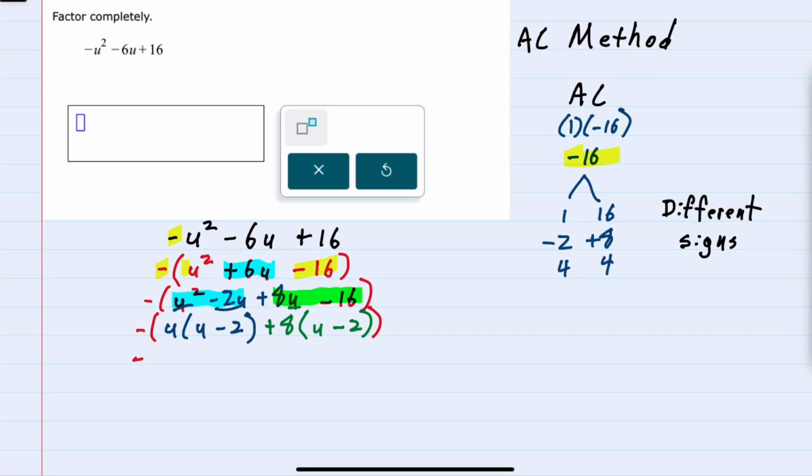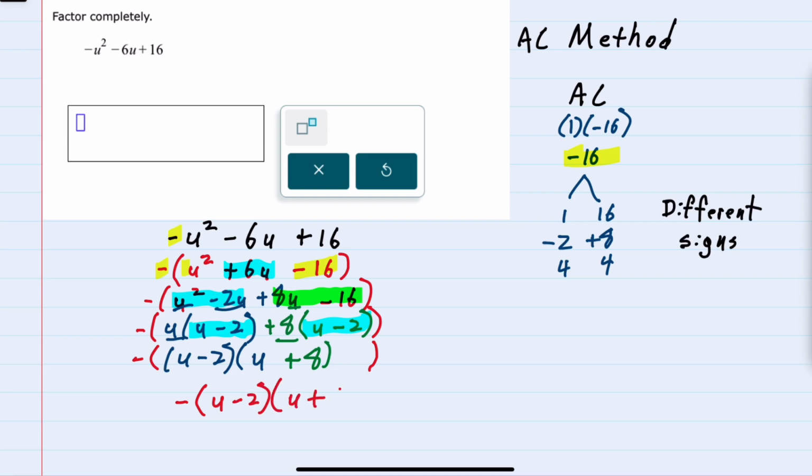From here, continuing to leave that negative on the outside, I can see that the expression on the inside, both the first term has a u minus 2 and the second term has a u minus 2. So we can factor out a u minus 2, leaving me in the first term with just the u, and leaving me in the second term with just the plus 8. And now removing any unnecessary parentheses, I know that I have a negative on the outside. I've got a u minus 2 term and a u plus 8 term.